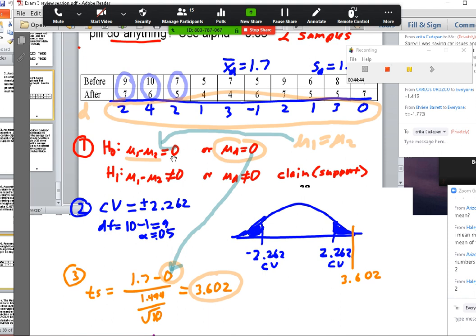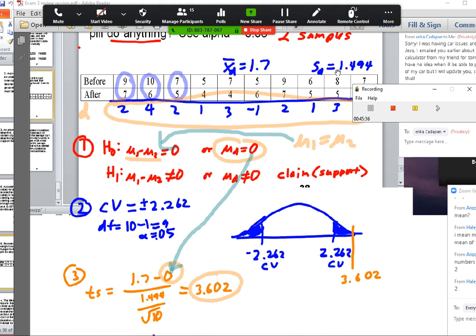Because again, remember, whatever's in your claim should be the number that goes here. If 0's in your claim, it should go right down here. And then what you get from your sample, not x bar 1, because you're not going to have it, x bar D, 1.7 goes there. So your test stat's going to be x bar D, 1.7, these differences, minus 0, over s, this s you got here from these differences, over square root of n.